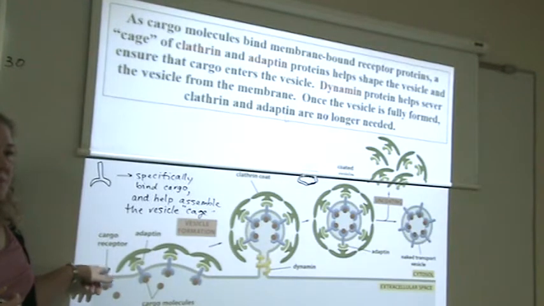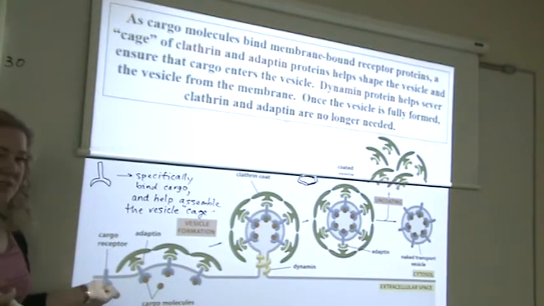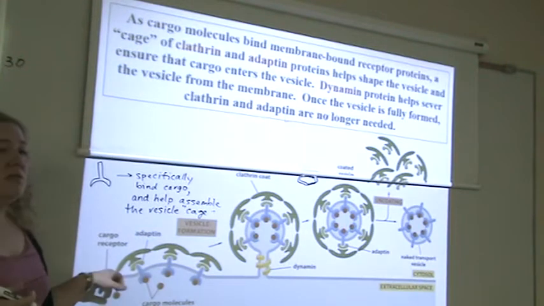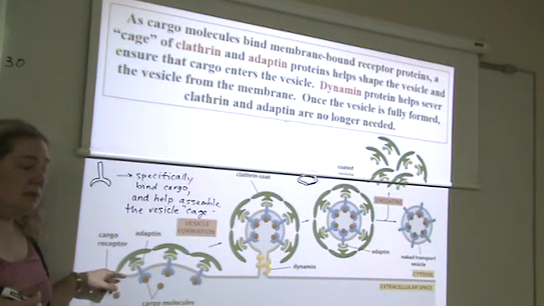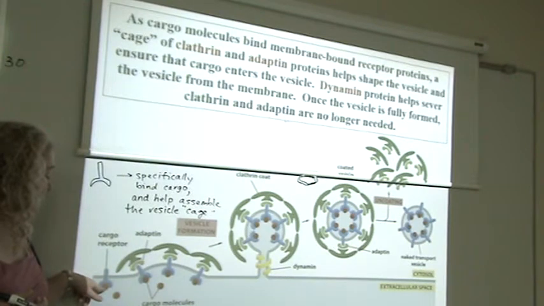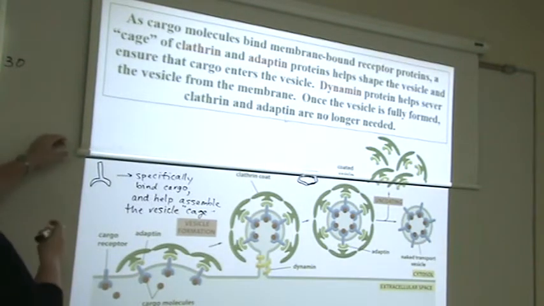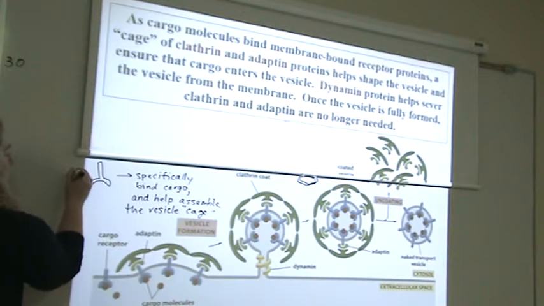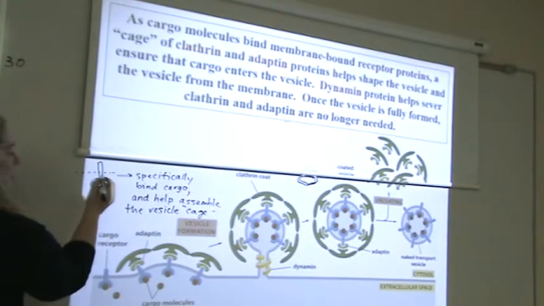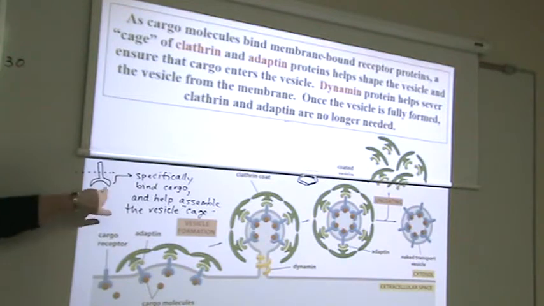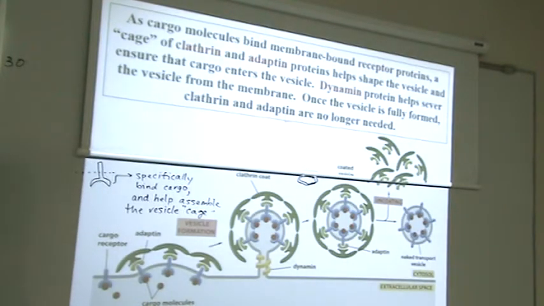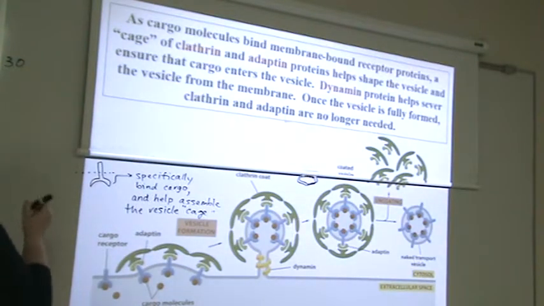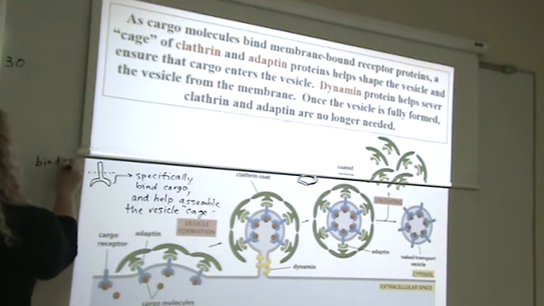Like there's not one receptor that can grab all the cargoes because that's a specific shape binding event. So there are a lot of receptors that are specific on one side for the cargo. If I drew a line through this and make that arrow come down, this is the part that specifically binds cargo. That makes sense. What does this part bind? Adaptin. Yeah. So this part binds adaptin.